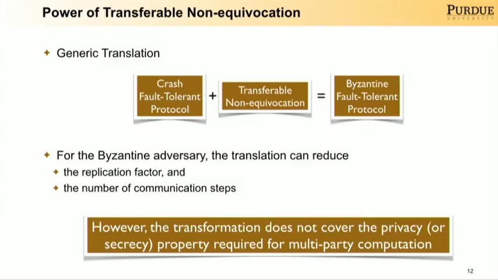Yes? Just a quick question. It's not immediately clear. Could you maybe give an example? Do I understand that this non-equivocation adversary is strictly weaker than the Byzantine adversary?